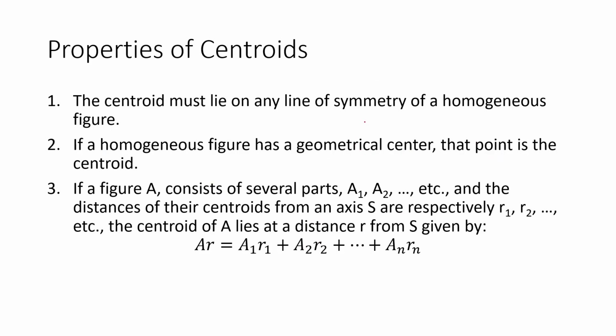Okay, so properties of centroid. Centroid must lie on any line of symmetry of a homogeneous figure. So usually we're going to solve for centroid as long as the material is homogeneous, meaning it's one type of material only or one type of figure only. So probably this one is useful in your next subject, but for now, since we are focusing more on the area, this homogeneous figure won't really matter for now because again we are solving for a bounded region.